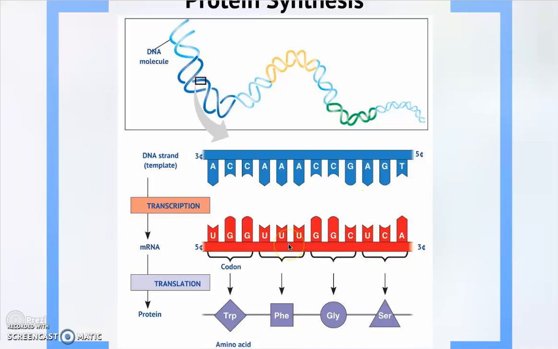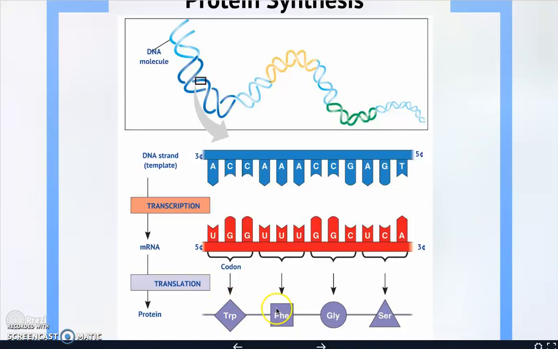From mRNA, we go through a process called translation, and translation is how we actually make the proteins. These amino acids are being brought over based on the RNA code that is given.